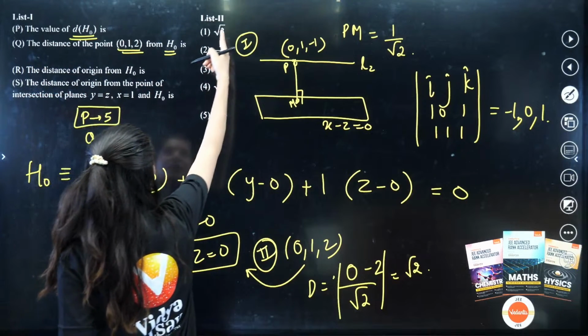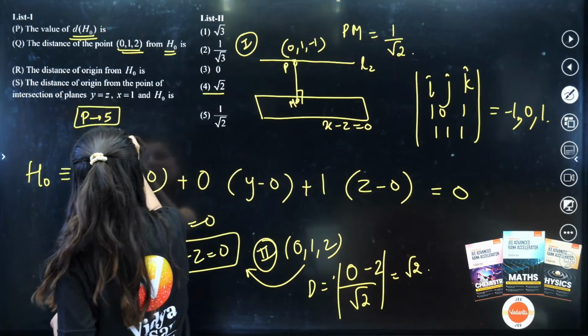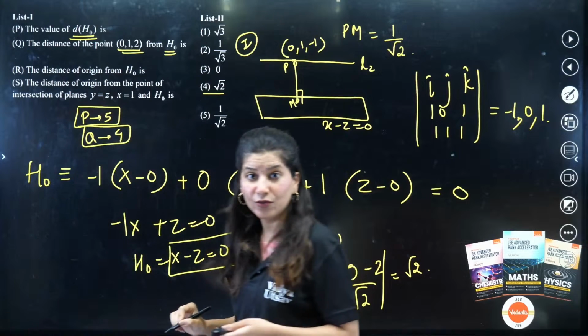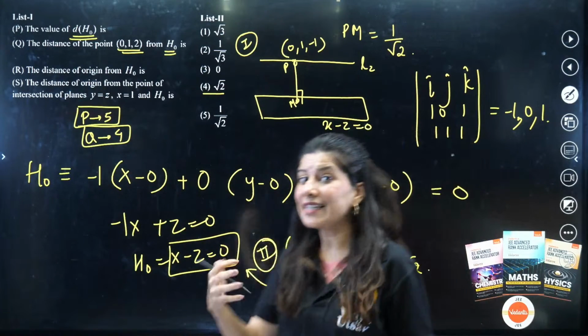So Q is having root 2. So Q is having 4. Okay, Q is having 4 over here. Okay, all right. What is the next problem?